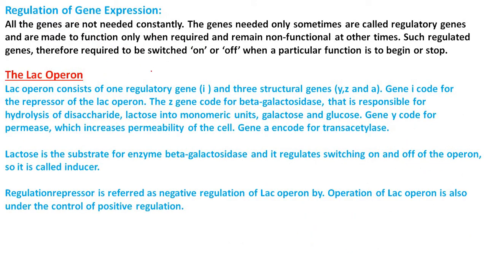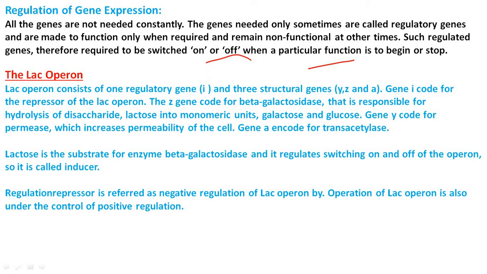So how does the regulation of gene expression take place? You need to know that all the genes are not needed constantly. The genes needed only sometimes are made to function only when required and remain non-functional at other times. Such regulated genes are therefore required to be switched on or off when a particular function begins or stops.